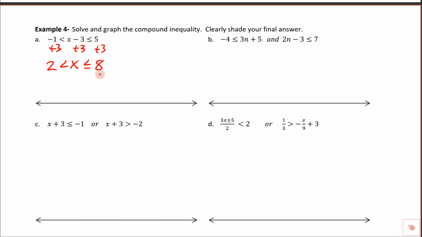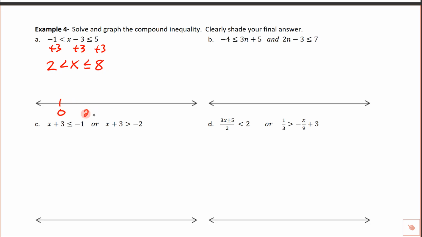So let me read this for you so you can understand where we're coming from, that this is an and, this is an intersection. What we mean is we want the x's, we want the answers that are greater than 2, and at the same time they need to be less than or equal to 8. So let me say that again. The answers right here have to be bigger than 2, and they have to be less than or equal to 8. So let's graph what that looks like.